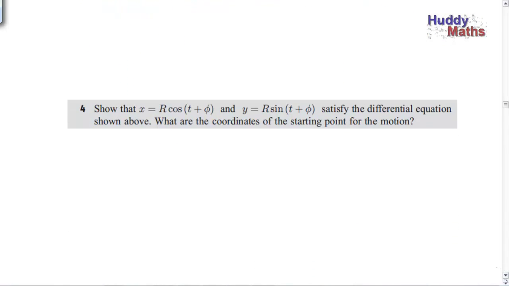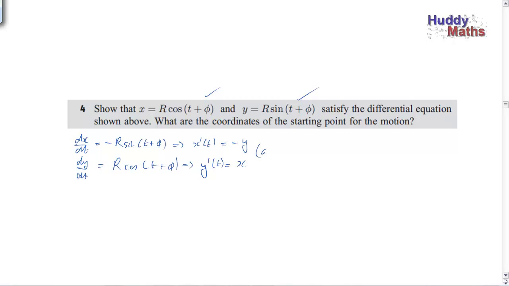Okay, so part 4. Putting them all together now, show that this satisfies a pair of differential equations. What are the coordinates of the starting point? Okay, well, let's do it again. dx/dt will be minus r sine of (t plus psi), because the derivative of cos is negative sine, so that implies x'(t) equals negative r sine of (t plus psi), which is negative y. As before, dy/dt will be equal to r cos of (t plus psi), which implies y' is equal to x. Again, as required. Just noticing that when we differentiate this with respect to time, the derivative is the coefficient of t here. Psi is not a function of time, so it doesn't contribute to the derivative.